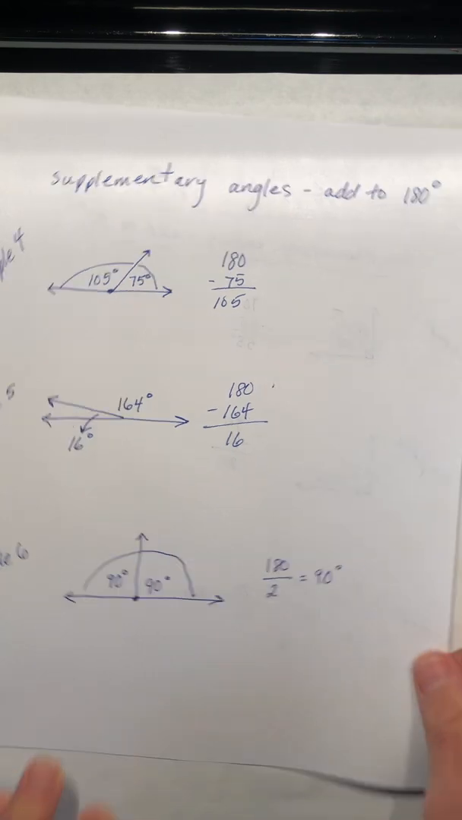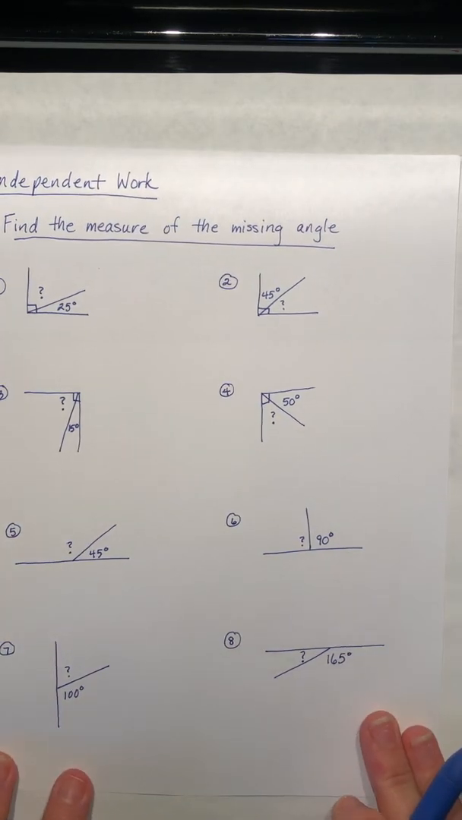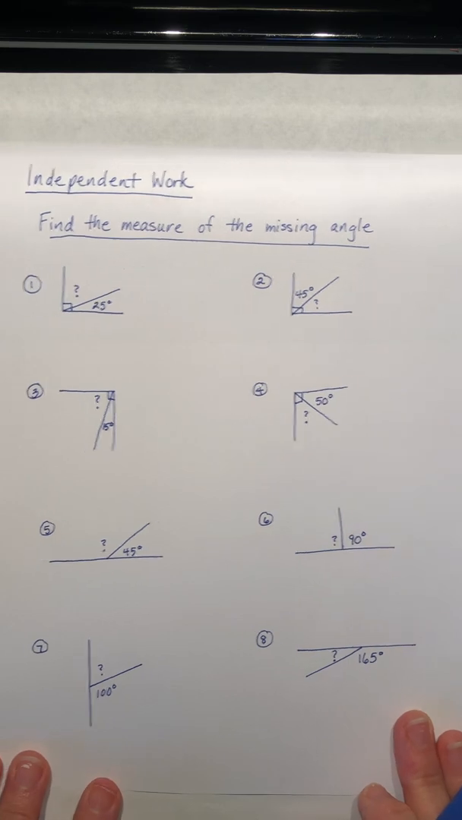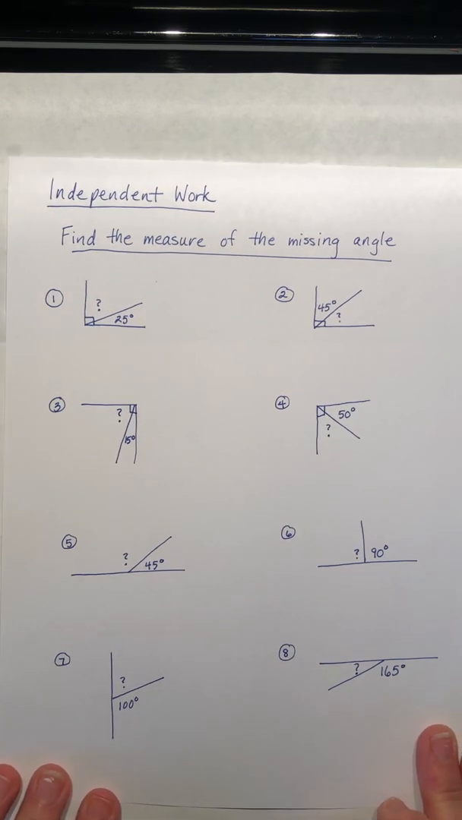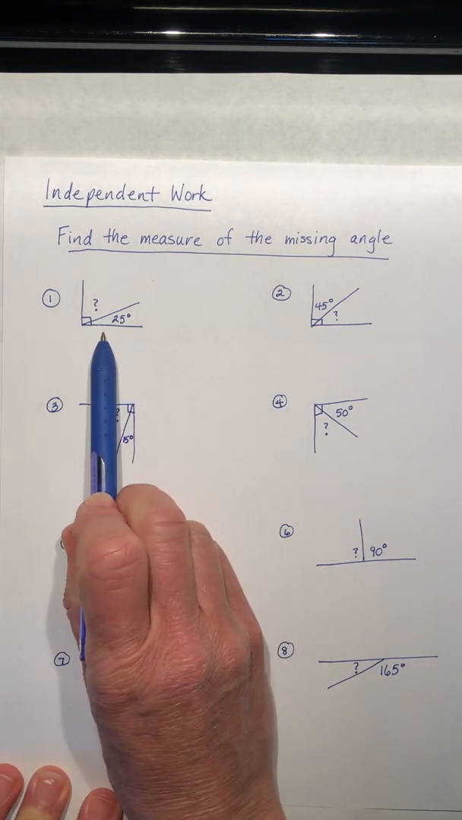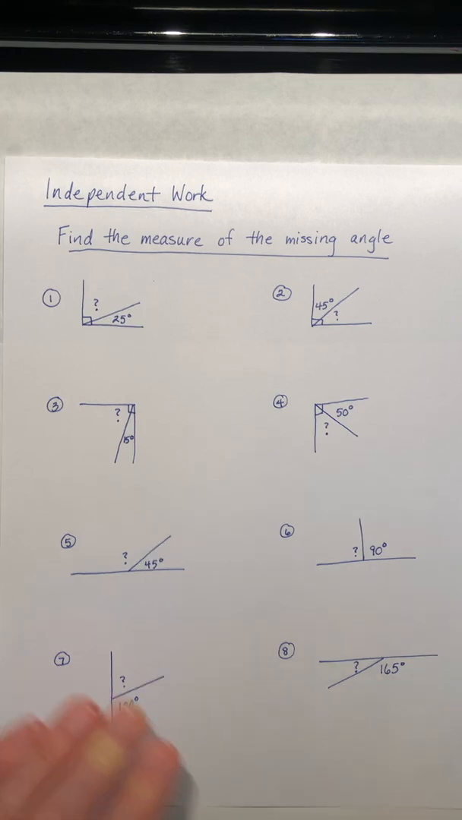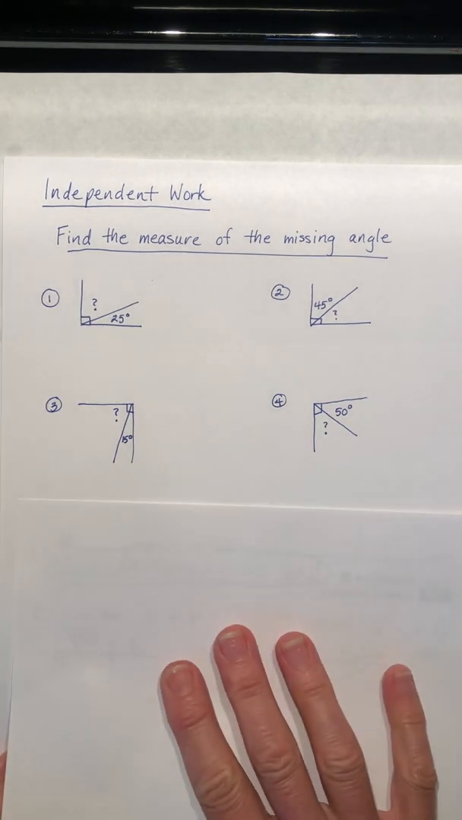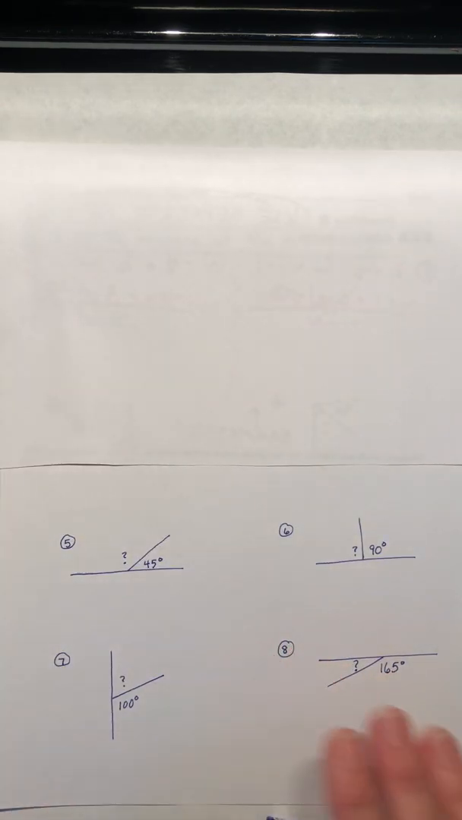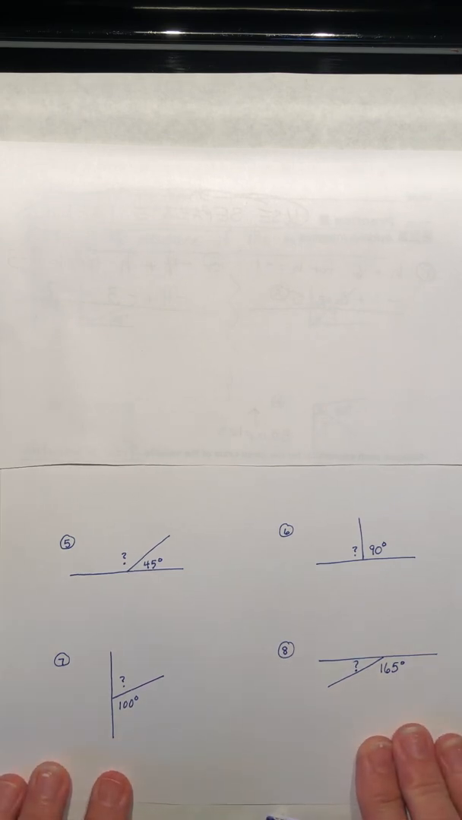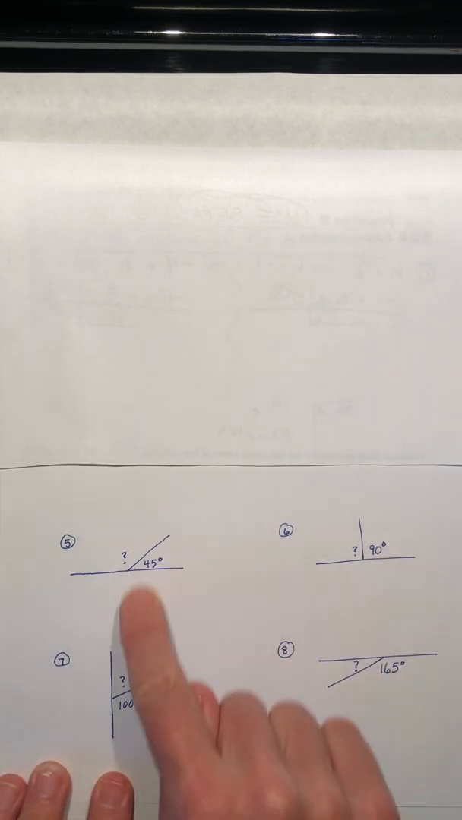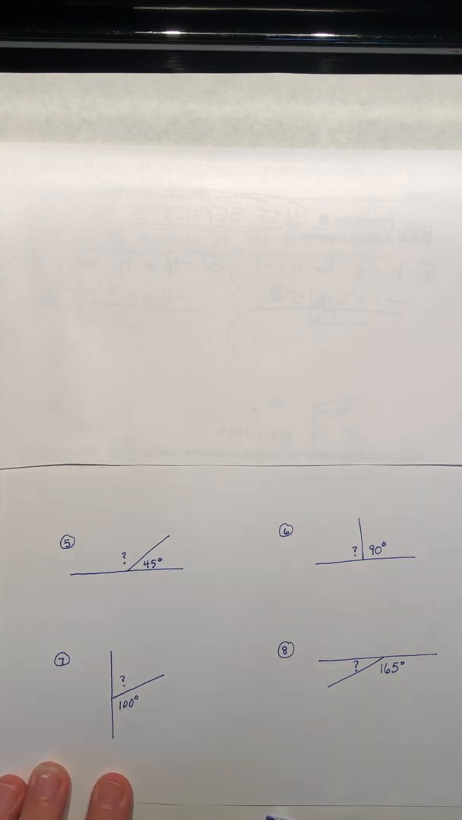Okay, so your independent work for today is this. Your paper should show 6 samples, and now you're going to have 8 problems to work on. You can see that the first 1, 2, 3, 4, let me cover up the other ones. These are complementary angles. So you know their total will be 90 degrees. At the bottom, you can see that these are supplementary angles. So you know that each pair of angles will add to 180 degrees.